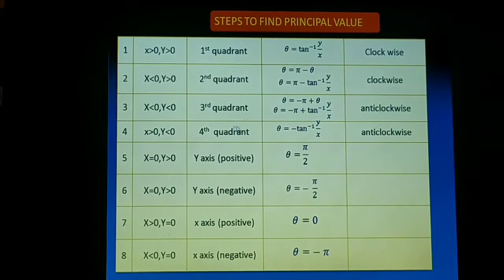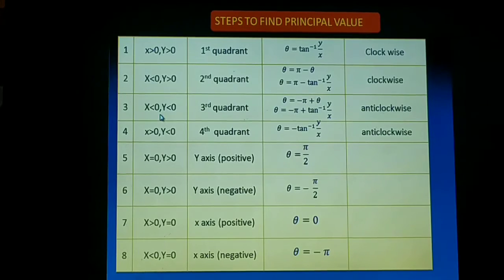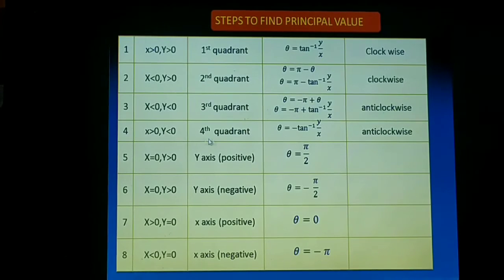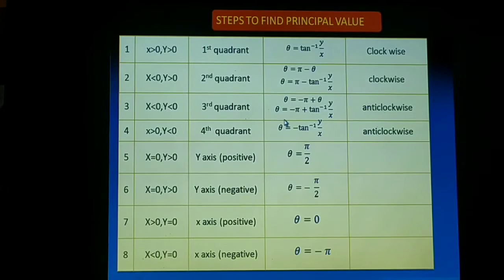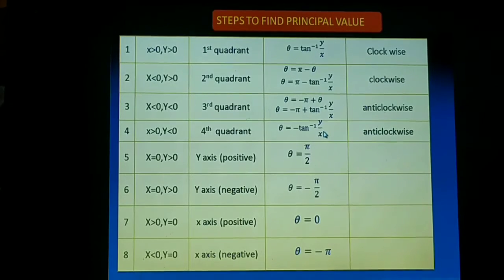Now in the third and fourth quadrants we have to move clockwise. So when x is less than 0 and y is less than 0, in the third quadrant the formula is theta is equal to minus pi plus tan inverse y upon x. And when x is greater than 0 and y is less than 0, in the fourth quadrant theta is equal to minus tan inverse y upon x. So here is the value of theta for the fourth quadrant.